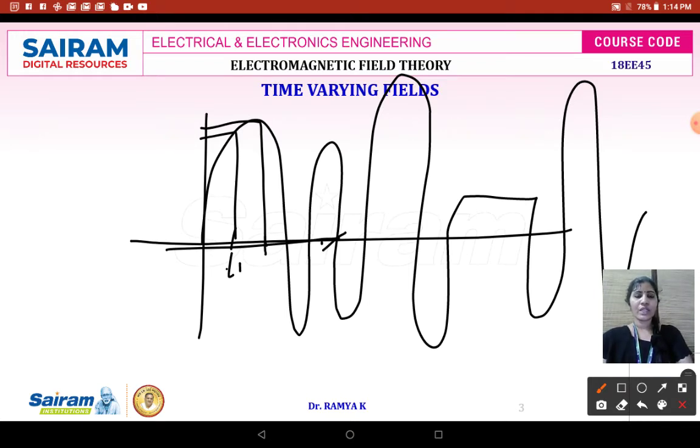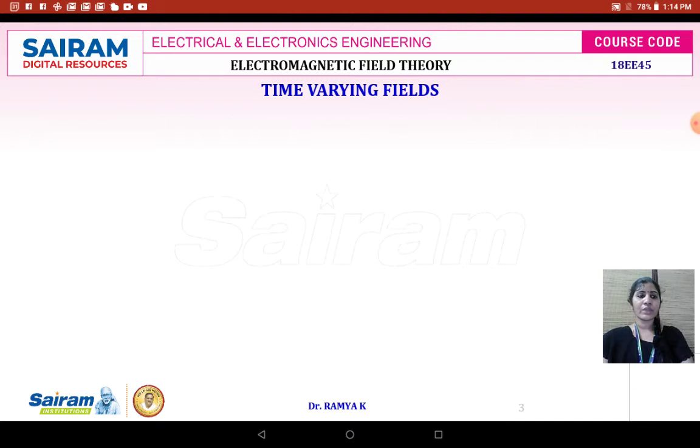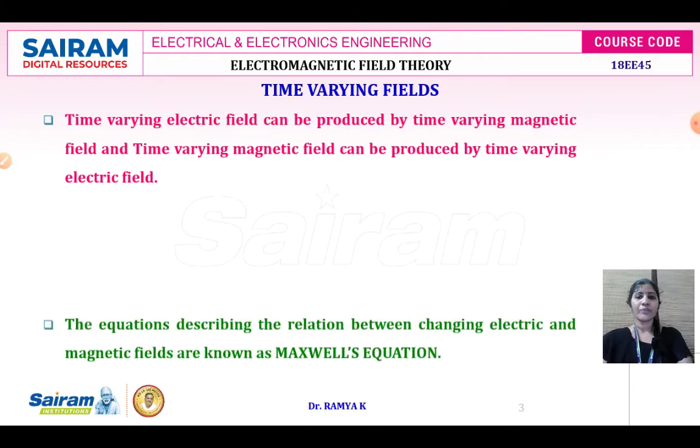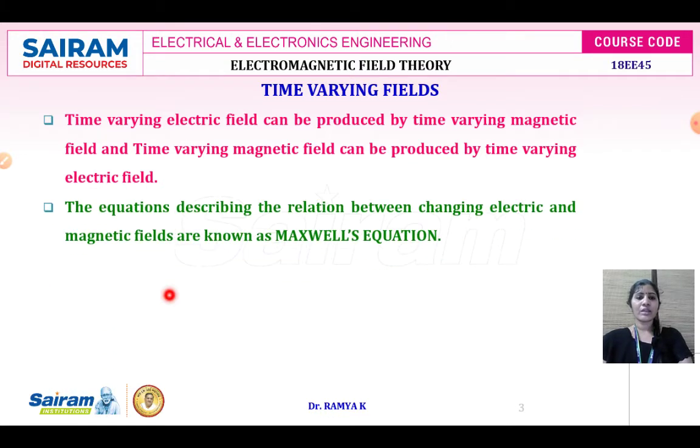In case of a time varying field, with respect to time, the magnitude of the quantity, which could be voltage or current or power, or any field like electric field or magnetic field, is going to vary. So the time varying electric field can be produced by a time varying magnetic field, and a time varying magnetic field can be produced by a time varying electric field. The equation describing the relationship between the charge and the changing electric and magnetic field is known as Maxwell's equation.